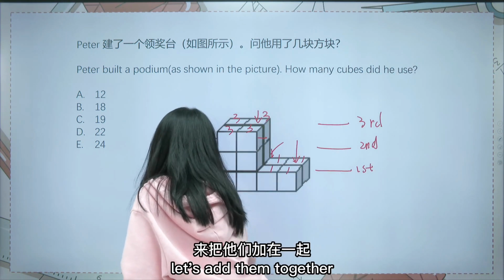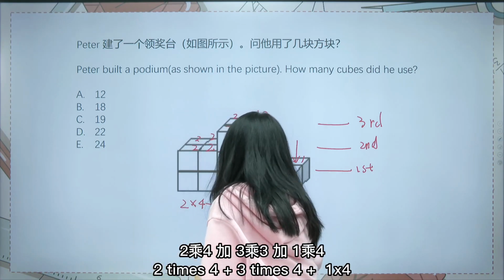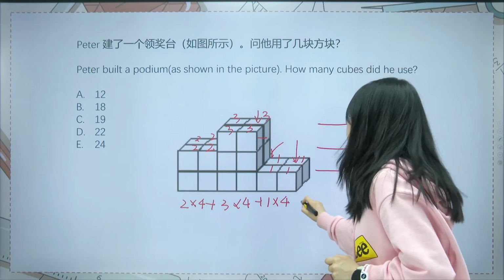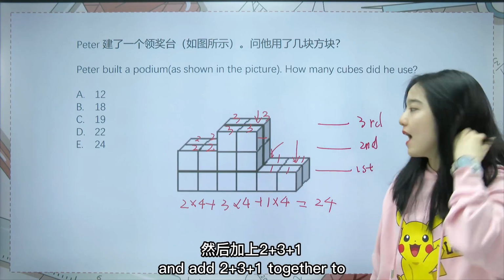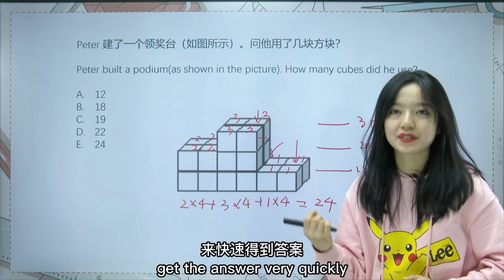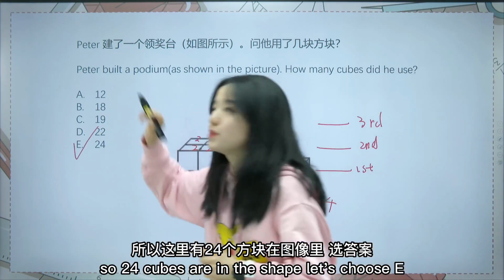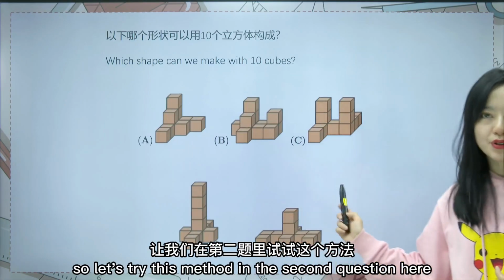Let's add them together. 2 times 4 plus 3 times 4 plus 1 times 4 equals 24. You can also take the 4 out and add 2 plus 3 plus 1 together to get the answer very quickly. So 24 cubes are in this shape. Let's choose E.